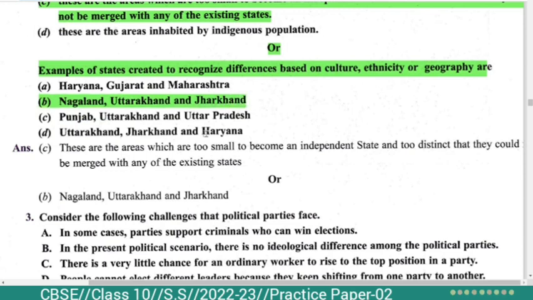Examples of states created to recognize differences based on culture, ethnicity or geography are Nagaland, Uttarakhand and Jharkhand.